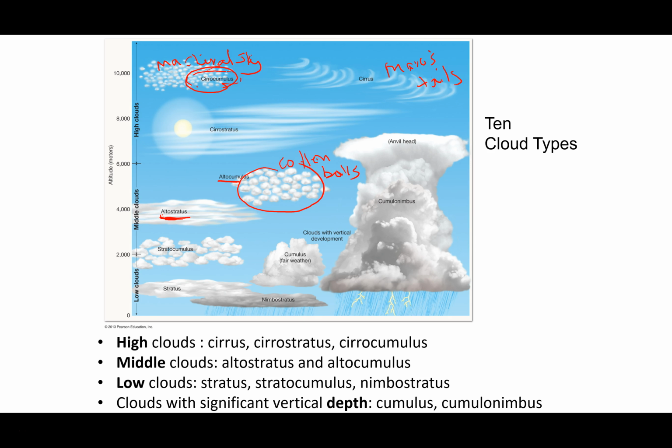So, clouds with significant vertical depth. To me, which looks deeper, cumulus or cumulonimbus? The cumulonimbus looks like it's got a lot more depth to it. And with that depth comes some dynamics that actually then give us lightning and hail and tornadoes.